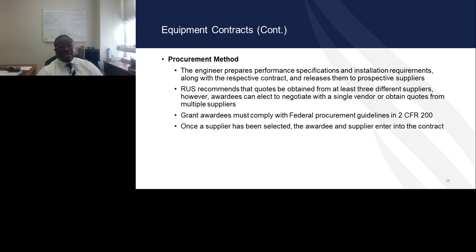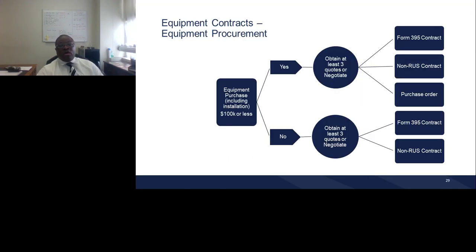The next slide is a snapshot of a chart just showing the equipment procurement process, and summarizes the preceding slides on the steps that you need to take, depending on whether the equipment purchase crosses the $100,000 threshold or not.